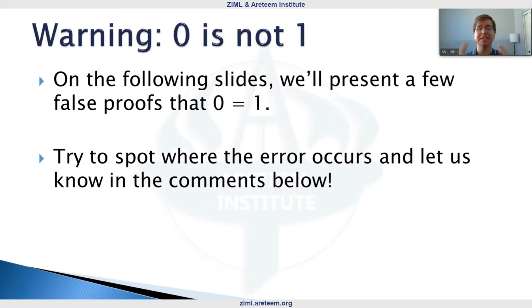And of course, this is false. This is not true, right? So the point of this video for April Fool's Day is to try to spot where the error occurs and let us know in the comments below, right? So try to spot that error, see if you can see where things are going slightly wrong and how they end up with the totally wrong statement that 0 equals 1. So one last time, just to make sure everybody is clear, 0 is not 1, but now let's see some proofs that it is.